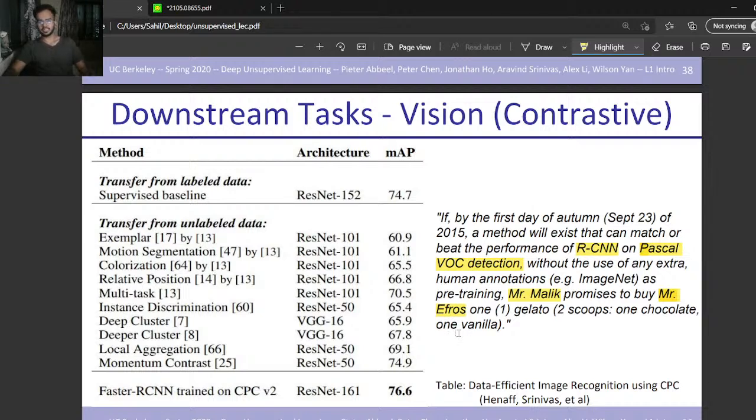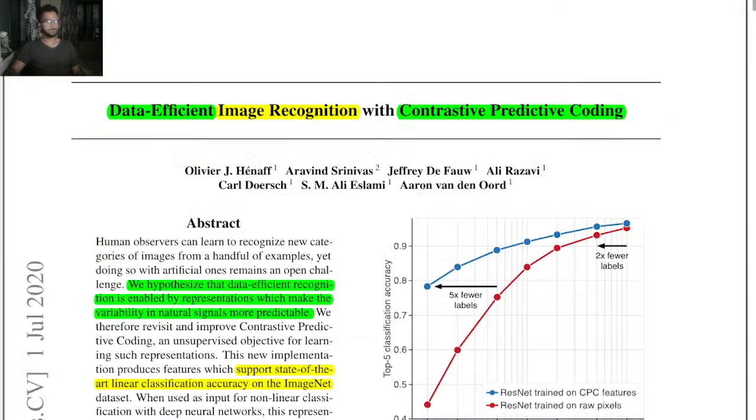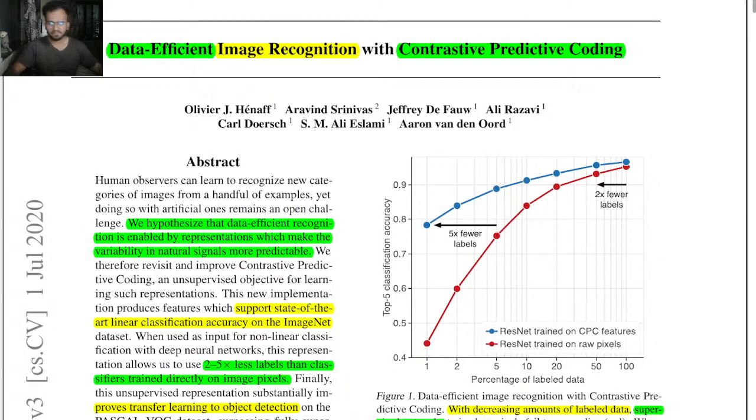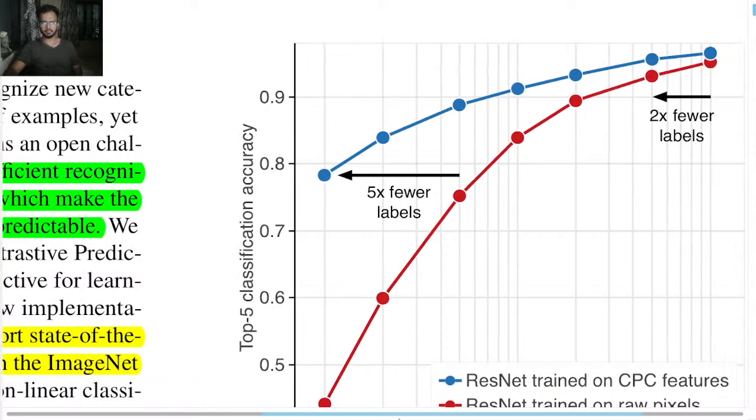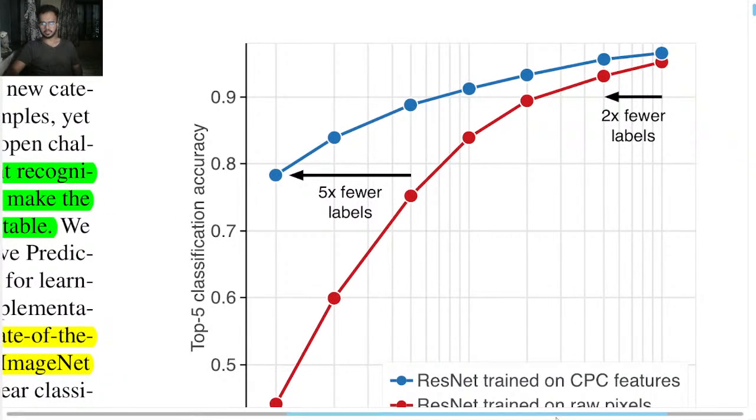So this is very fascinating, that we were able to surpass a supervised baseline, and this is the paper that we'll be talking about today. All right. So, Data-Efficient Image Recognition with Contrastive Predictive Coding. The diagrams in this paper are very interesting, so I'll try to explain everything through the diagrams itself.